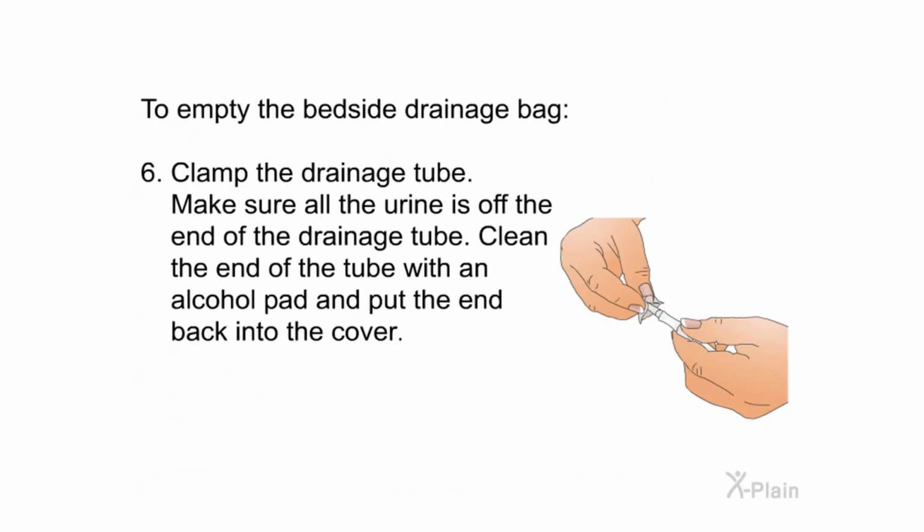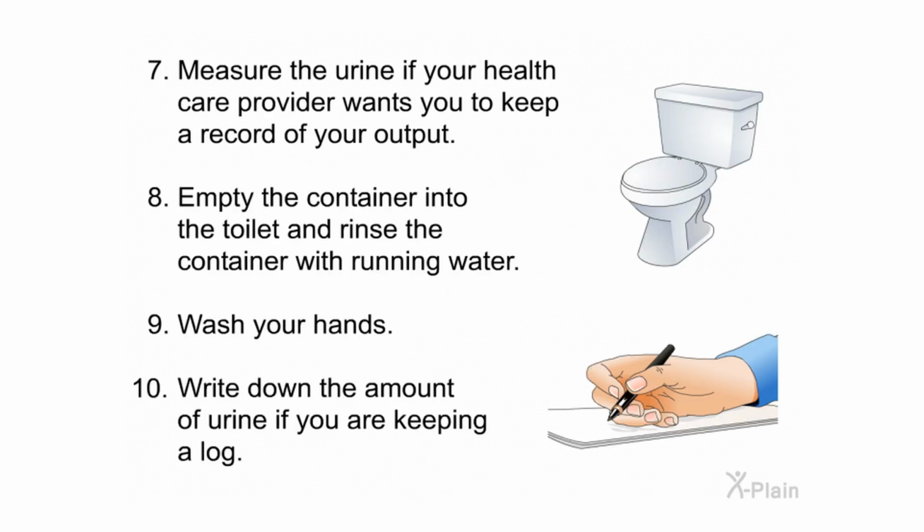6. Clamp the drainage tube. Make sure all the urine is off the end of the drainage tube. Clean the end of the tube with an alcohol pad and put the end back into the cover. 7. Measure the urine if your healthcare provider wants you to keep a record of your output. 8. Empty the container into the toilet and rinse the container with running water. 9. Wash your hands. 10. Write down the amount of urine if you are keeping a log.